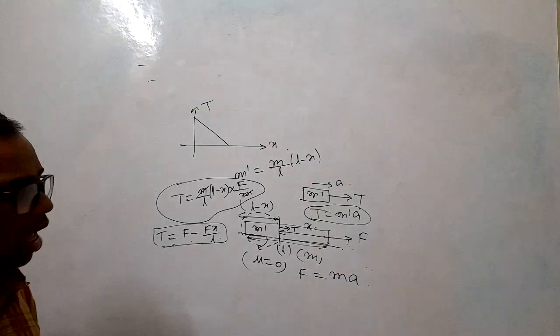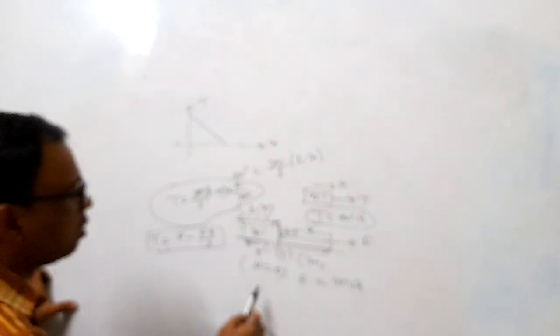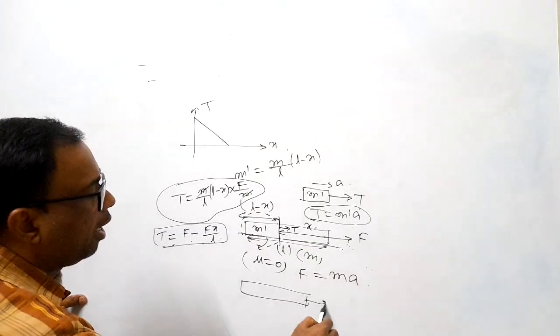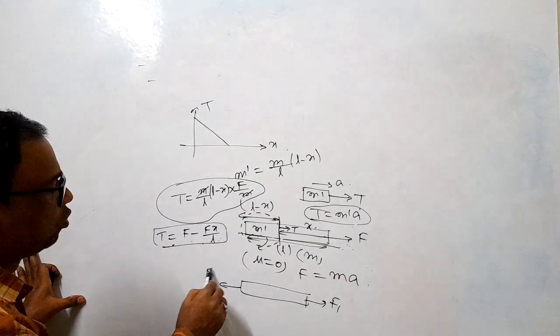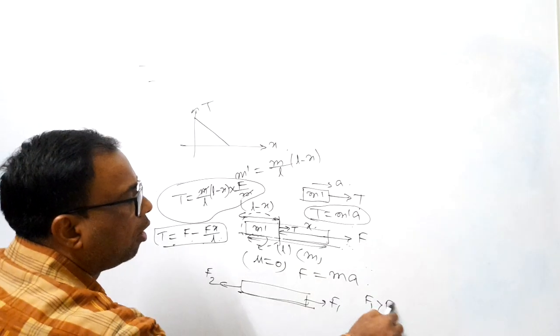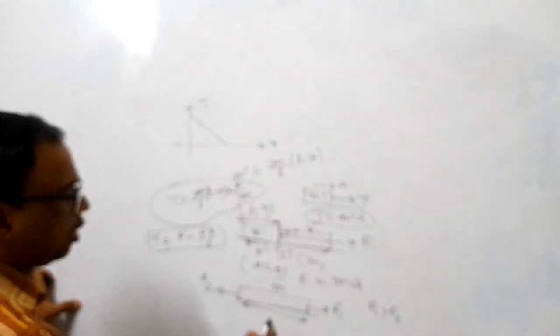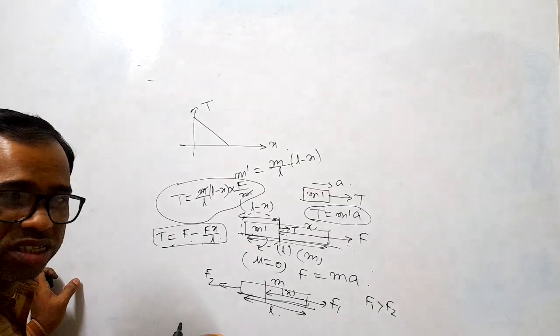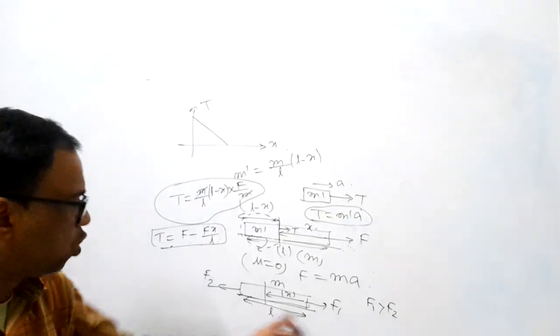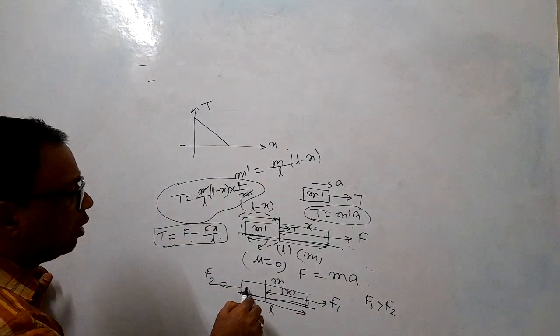Some difficulties may be present whenever two forces are present. Suppose two forces, F1 and F2, are present, and F1 is greater than F2. The mass of the body is M and the length of the body is L. Again you want to find the tension and the distance X. Same question, but the only difference is two forces act here, F1 greater than F2, and this is the mass M.